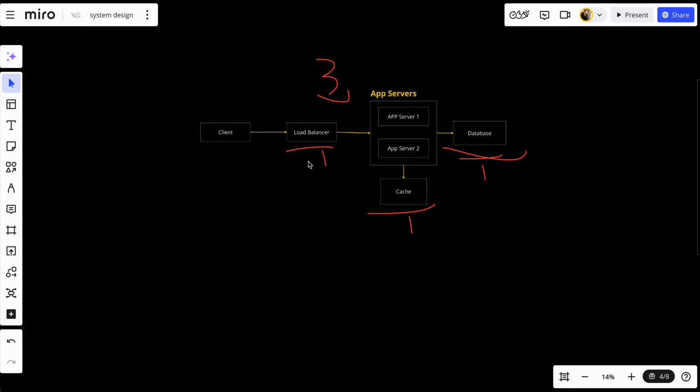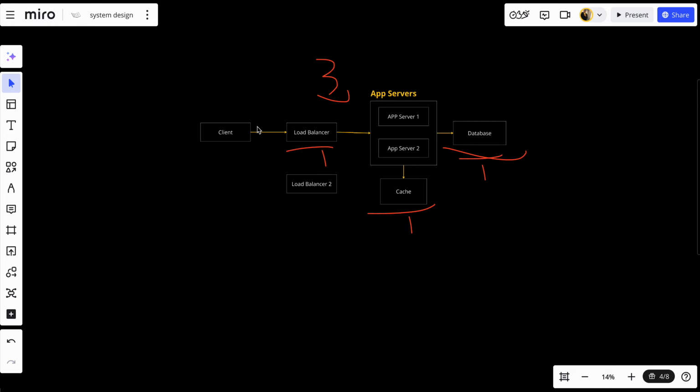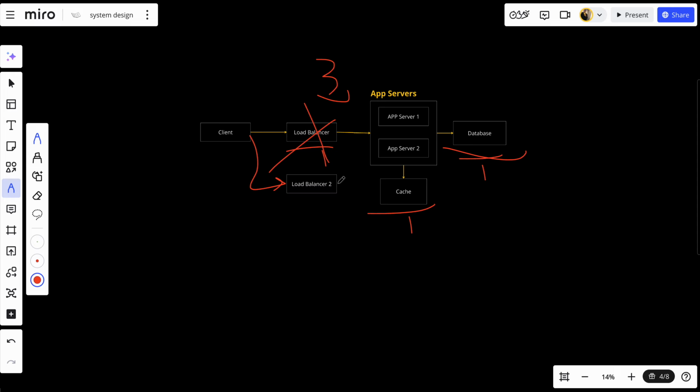This means having multiple components that can take over if one fails. Redundant components can be either active or passive. For example, a standby load balancer. So instead of having one load balancer, we might have a passive standby load balancer, let's call it load balancer 2, that doesn't take any requests. But when our main load balancer fails, it will handle all the traffic to the app servers.